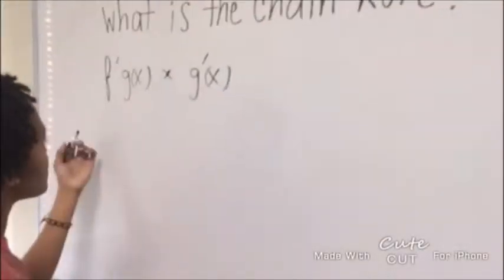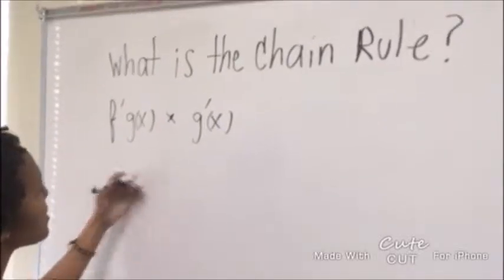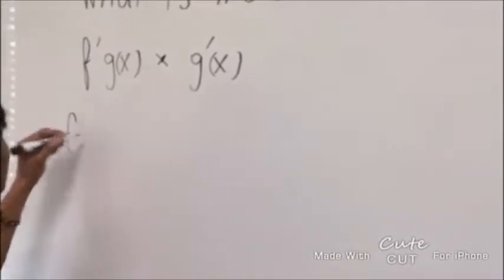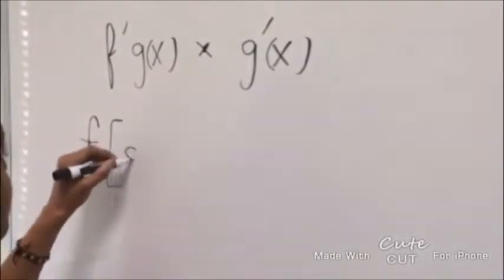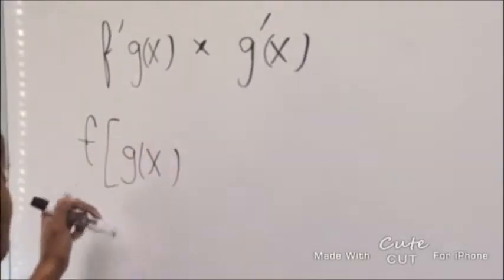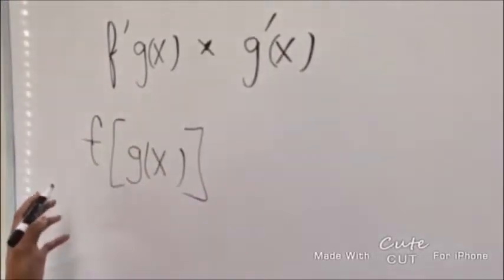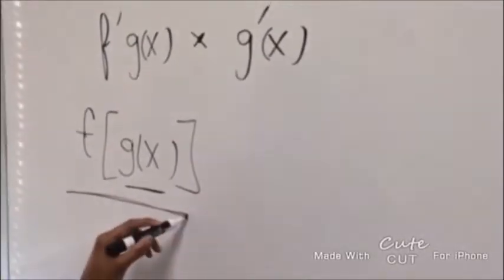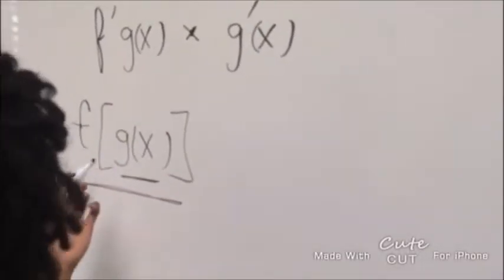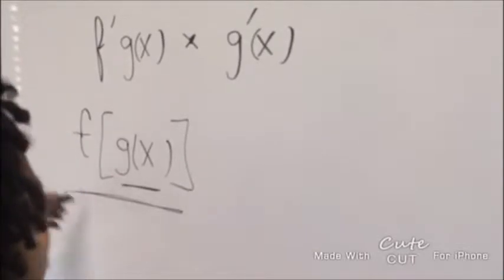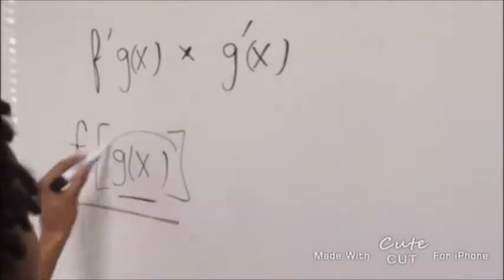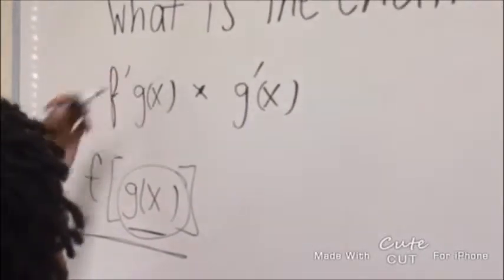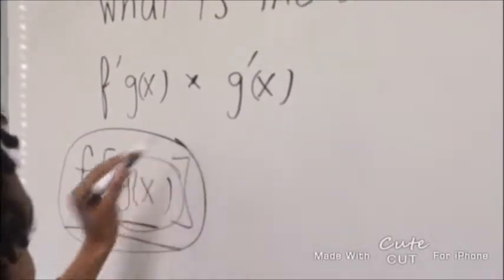And how you use it is you do the inside and then the outside. So you have a composite function, f of g of x, and first you will find the derivative of the inside, then you will find the derivative of the whole thing. So just like the rule says, you'll find the derivative of g of x, which is the inside, and then you'll find f prime of g of x, and that is the outside, the whole thing.